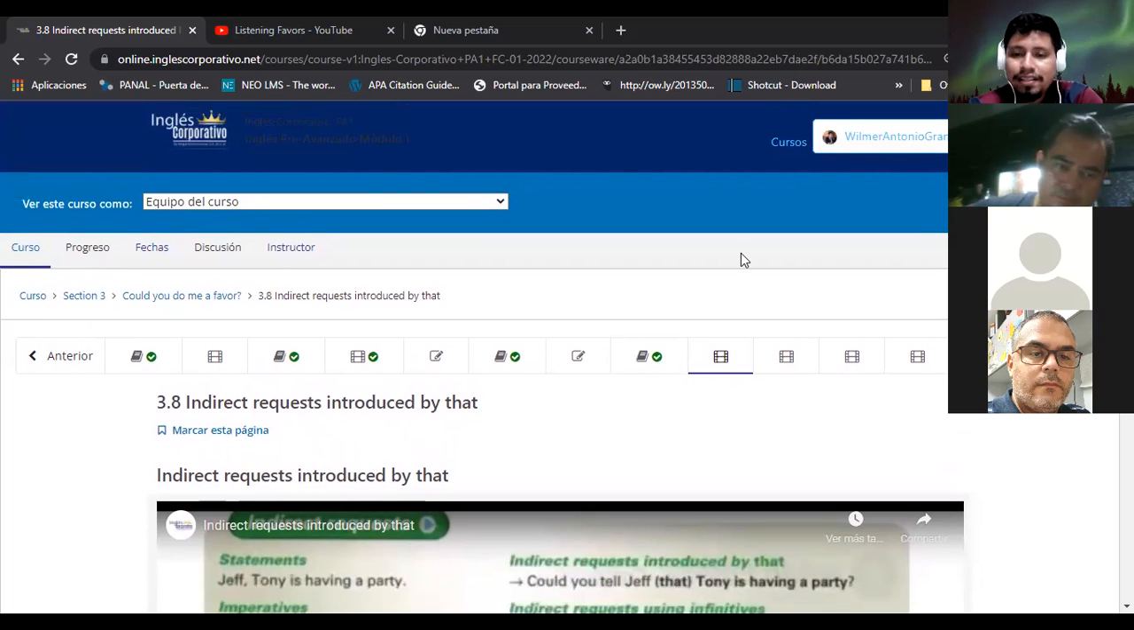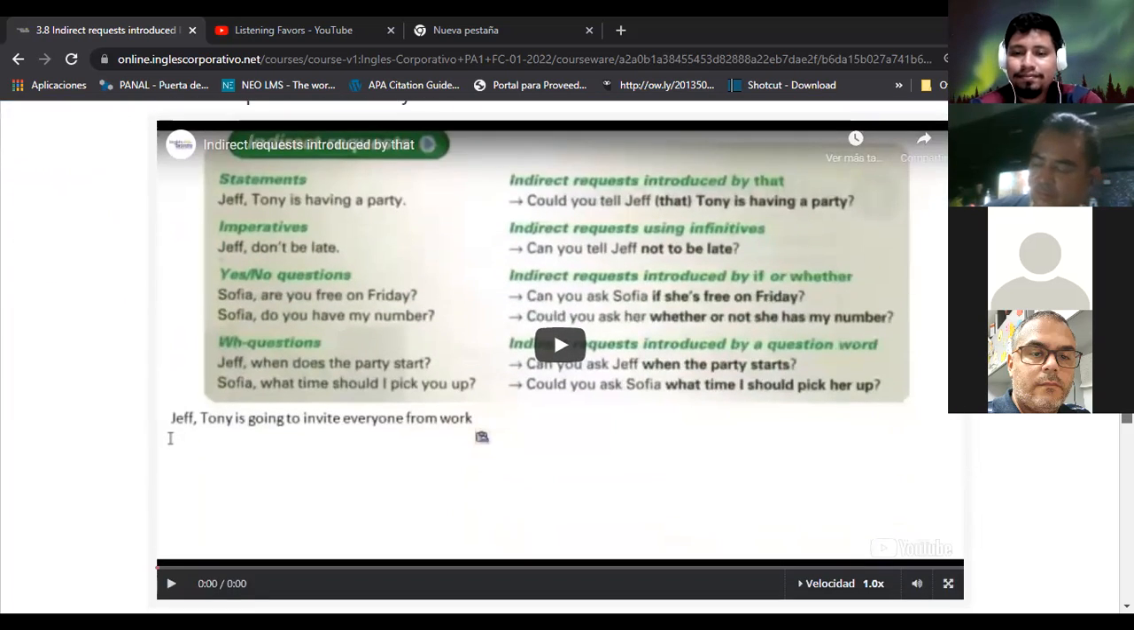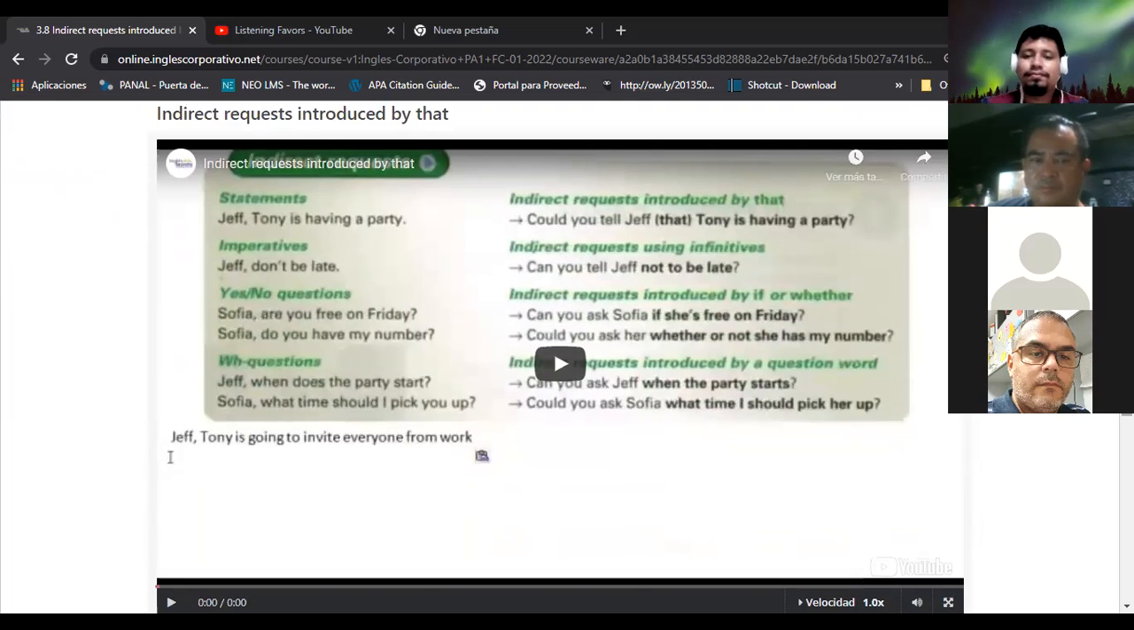Teacher. Tell me. Why do the sentences have does? Why does the "when" question have "does" in "when does the party start?" What does it mean, does? Does is just an auxiliary.